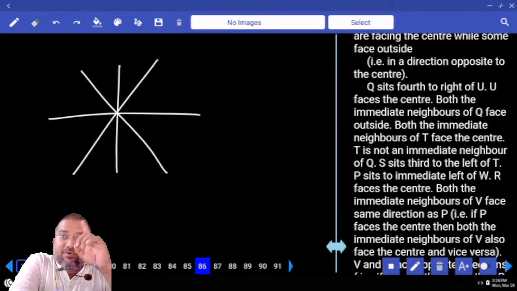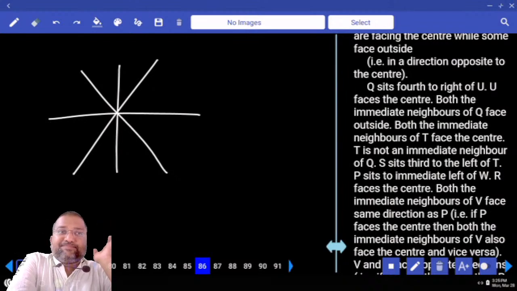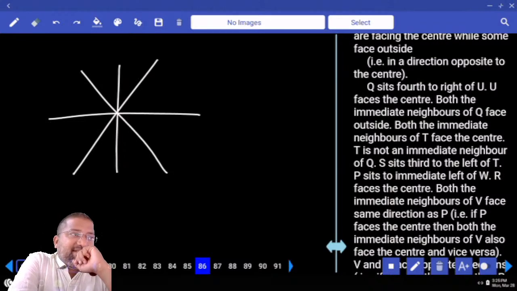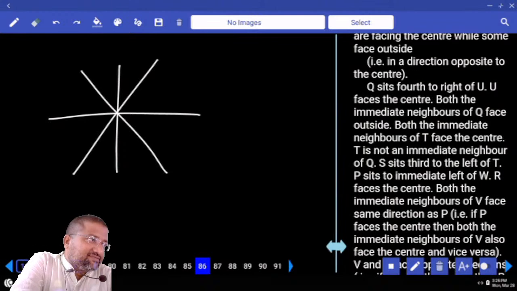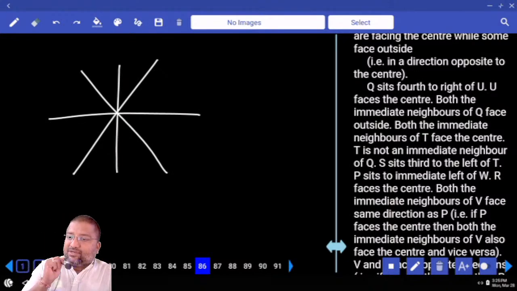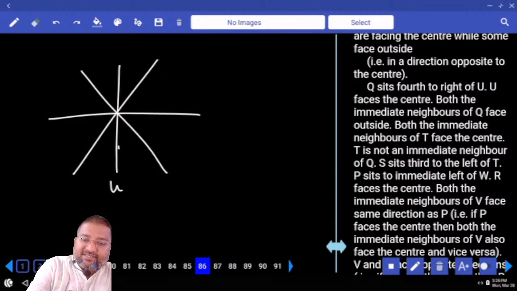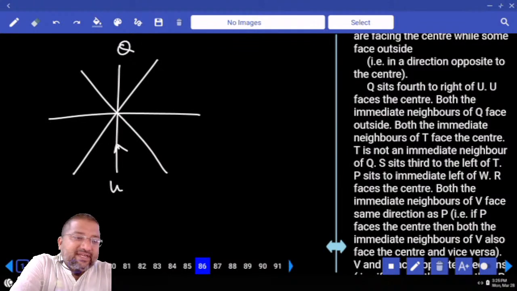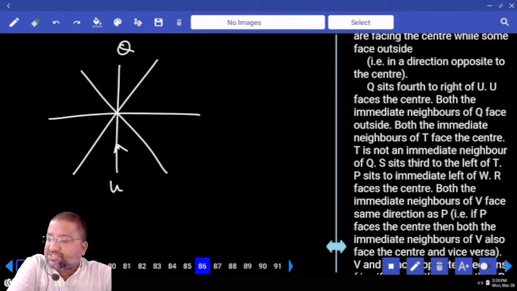provide us information about at least one person's direction. Luckily in this question, they gave us the information in the first line itself. Yes? What did it tell us? Q sits fourth to the right of U. U faces center. Fourth right is nothing but opposite. When there are 8 people sitting around the circle of a table, and if you find 4th to the left or 4th to the right, the meaning of that is they are sitting in the opposite positions. Next activity.